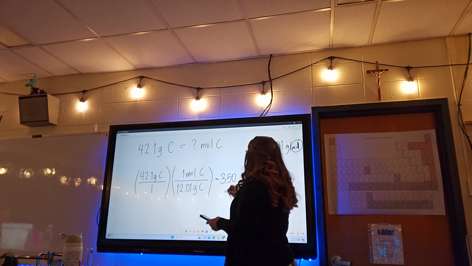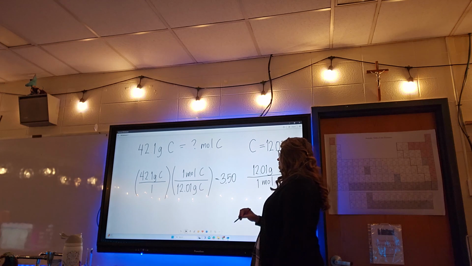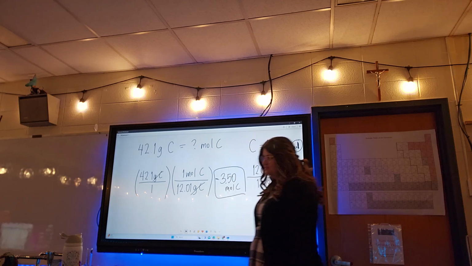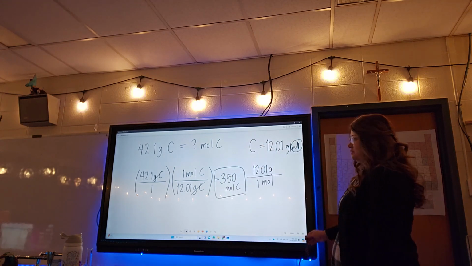All right, so I get 3.50. What's my unit? It's moles of carbon. How did I know that? Well, my grams are going to cancel out because of dimensional analysis, and so whatever unit I'm left with is the unit I'm left with.